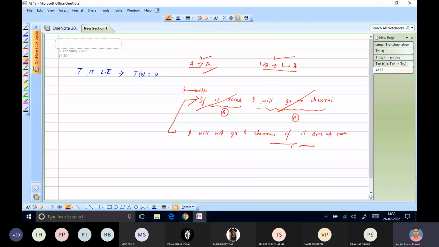So this is your statement A, and this implies B. This is my statement B. So T0 equal to 0 is B. So what is negative of this? Negative of this is T0 is not equal to 0. This implies T is a linear transformation. What is negative of this? Negative of this is T is not a linear transformation. So if you find that T0 is not equal to 0, then T is not a linear transformation, right?